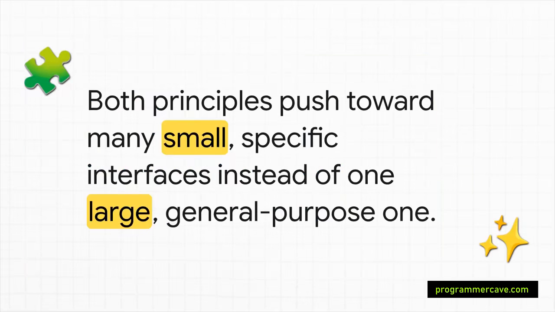So what's the solution? It's simple, and it's the big takeaway for both of these principles. Prefer many small, specific interfaces over one big, general-purpose one. Instead of that one fat worker interface, you create a workable interface and a feedable one. Your human worker can implement both. Your robot worker only needs to implement workable. It's clean, it's precise, and everyone knows exactly what contract they need to fulfill.